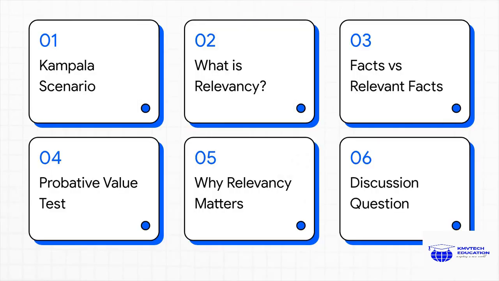First up, we'll examine the Kampala poisoning scenario. Second, what is relevancy? Third, facts in issue versus relevant facts. Fourth, the probative value test. Fifth, why relevancy rules matter. And finally, your Module 2 discussion question.